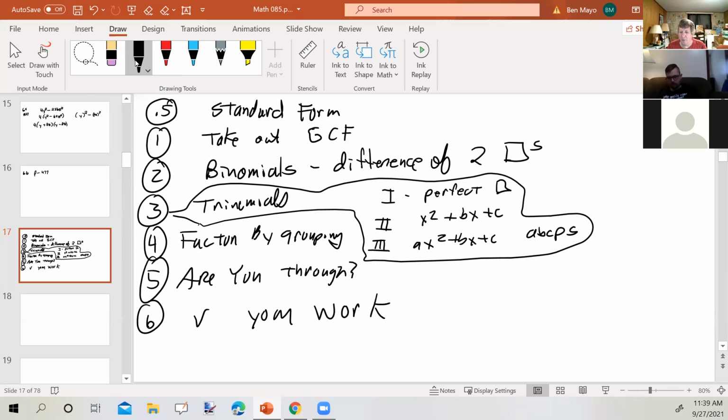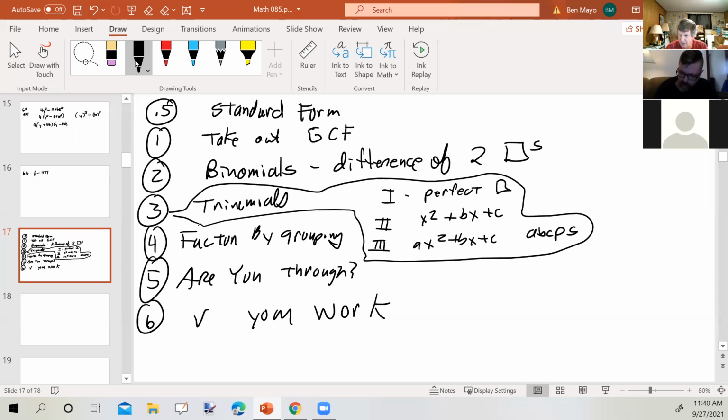so standard form, we've dealt with that, like descending powers of the variable. Why did I start my list with 0.5 instead of 1? Because 1 is take out the greatest common factor, 2 is binomials, 3 is trinomials, step 4 is factor by grouping, which is typically 4 terms. So that's why I do it that way. But standard form, take out the greatest common factor. If it's a binomial, look for the difference of two squares. If it's a trinomial, first look and see if it's a perfect square.